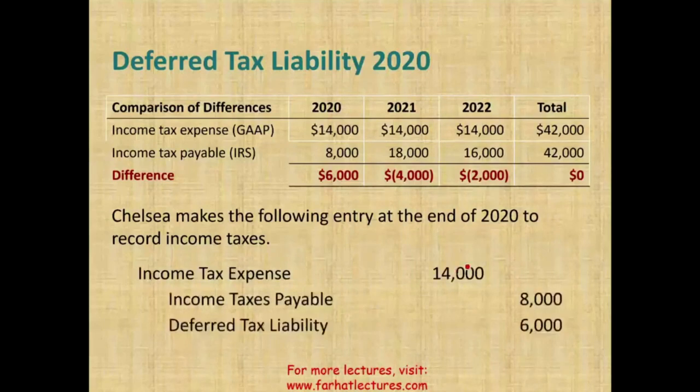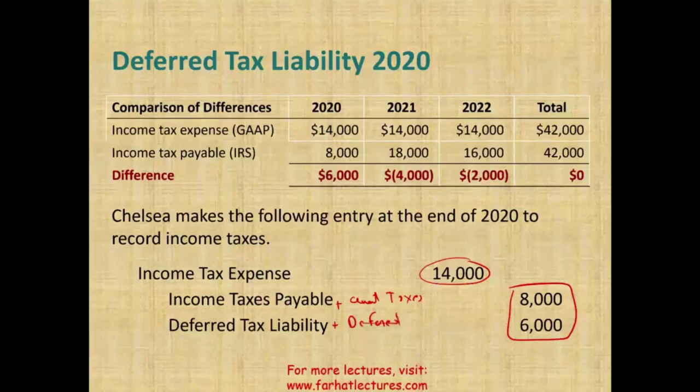As I told you, income tax expense is the current. This is income taxes payable. This is current taxes plus deferred. So both of those, current plus deferred, equal income tax expense. So this is the journal entry for 2020. Now, can you do the journal entry for 2021? Can you do the journal entry for 2021?